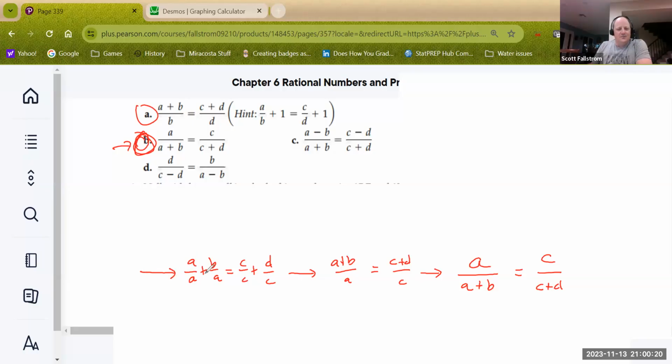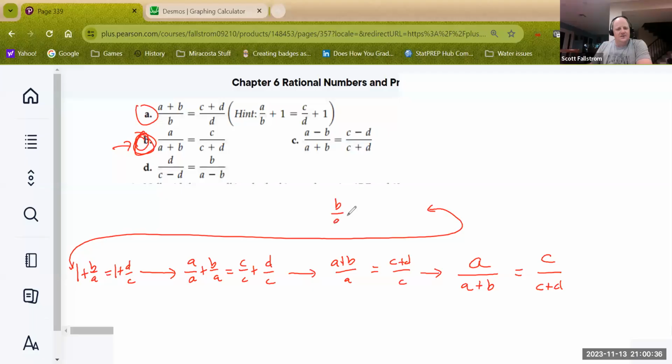And so A over A plus B over A, and A over A is 1. So 1 plus B over A has to equal 1 plus D over C. That looks good. And I'm going to bring it back up like I was back over here the whole time. So this is what I have to show is true. Is it true that B over A is equal to D over C? And what did I start with?